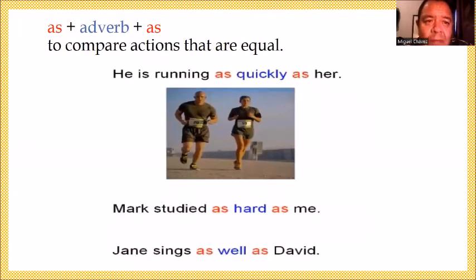We can use this structure with adverbs too. Remember that an adverb is the word that modifies an action, a verb. To compare these kinds of actions, if they are equal, we use as. For example, he is running as quickly as her. Mark studied as hard as me. Jane sings as well as David. Then remember that we can use as with adjectives or adverbs to make equality comparisons.